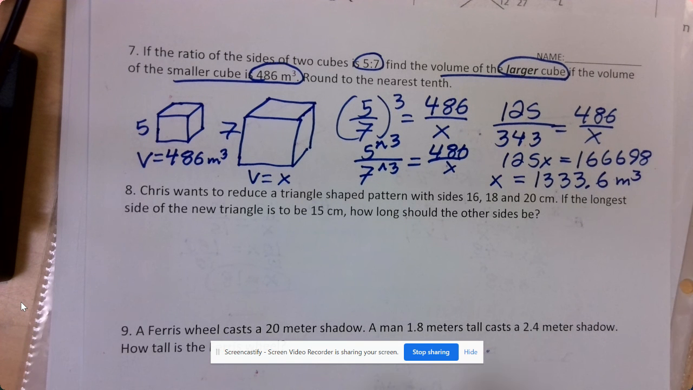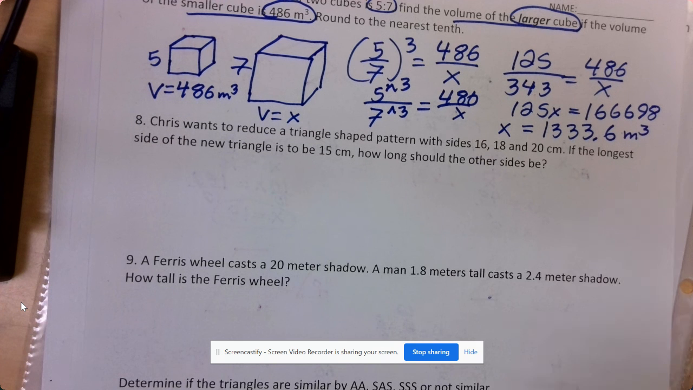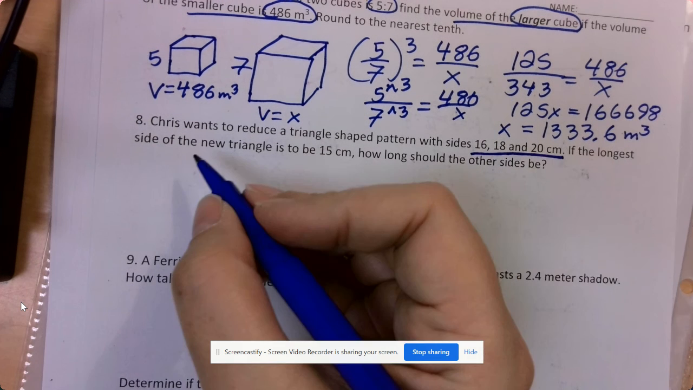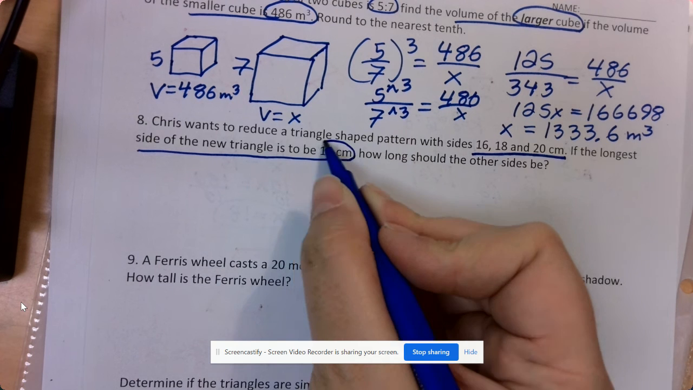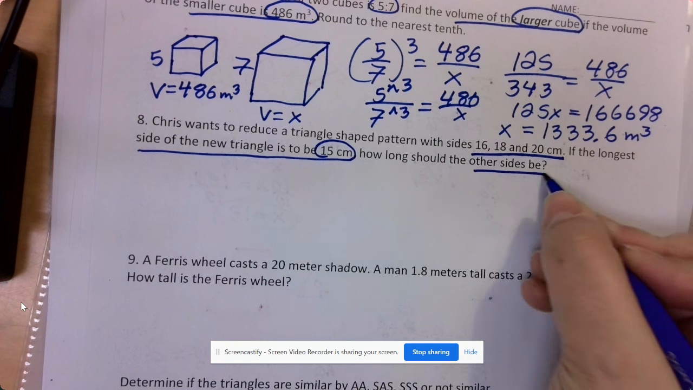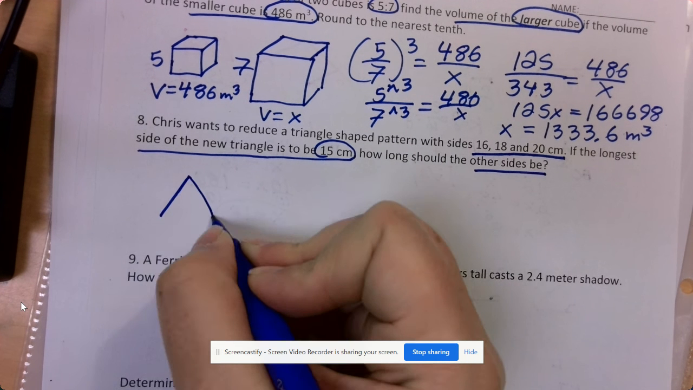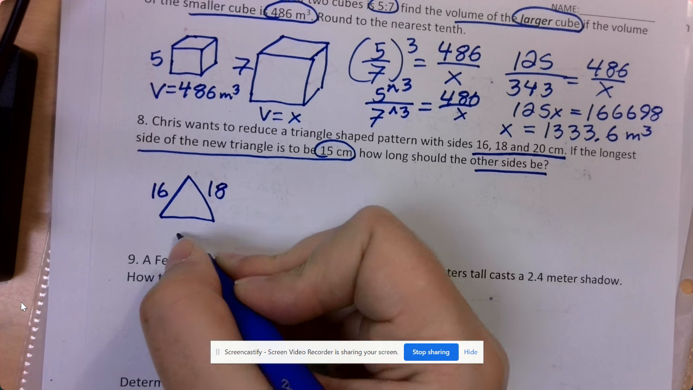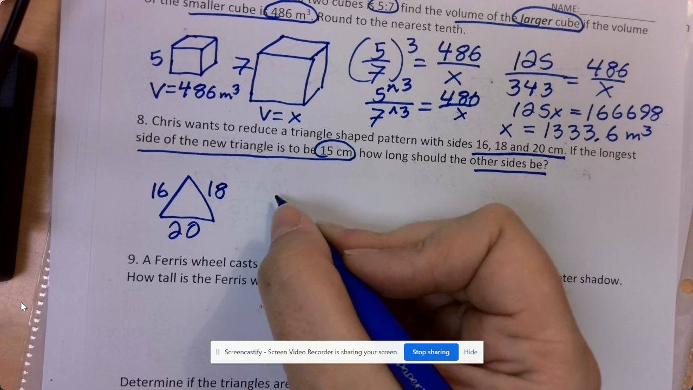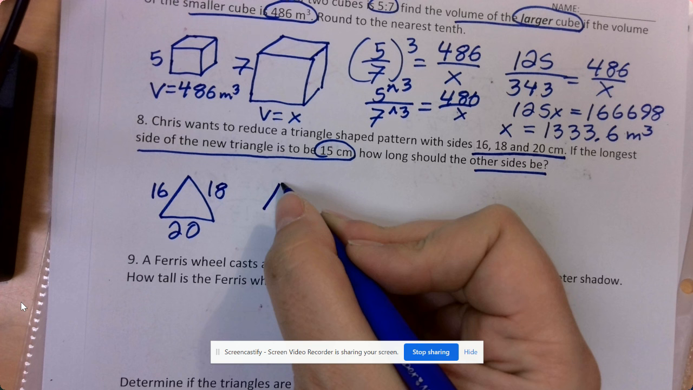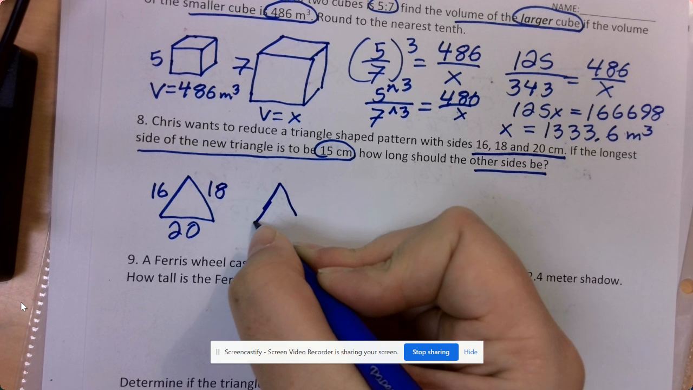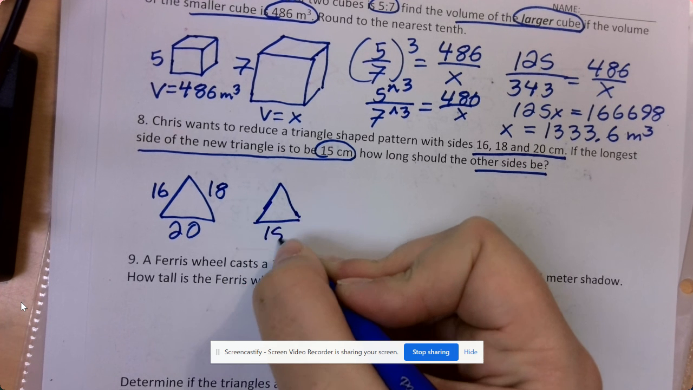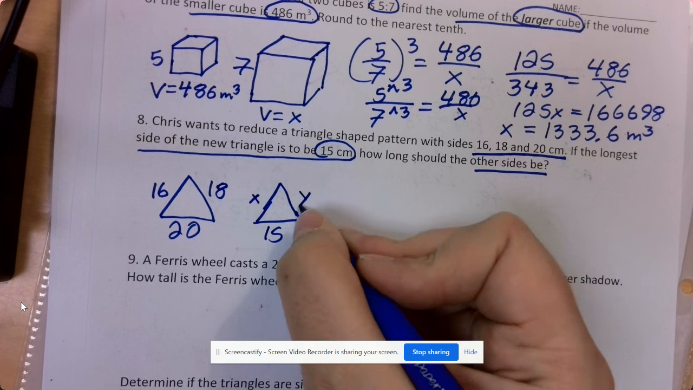Okay, Chris wants to reduce the triangle with their sides 16, 18, and 20. If the longest side of the new triangle is 15 centimeters, how long should the other sides be? So we have one like this, 16, 18, and 20. It's going to be reduced, so now it's smaller, a little smaller. So we get 15. We have an X and a Y, everybody.